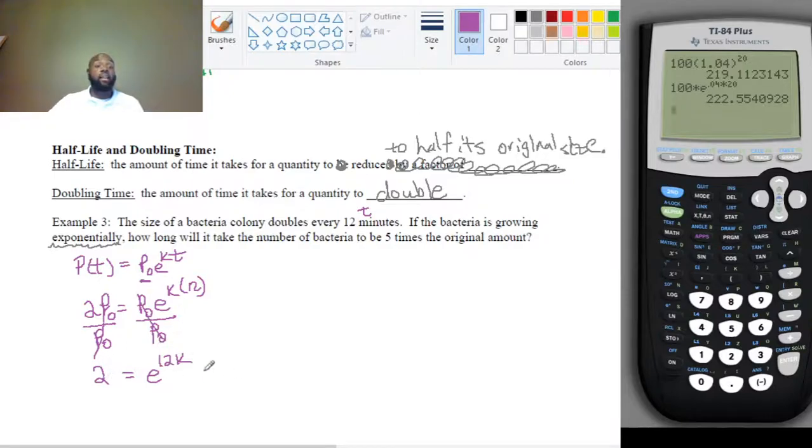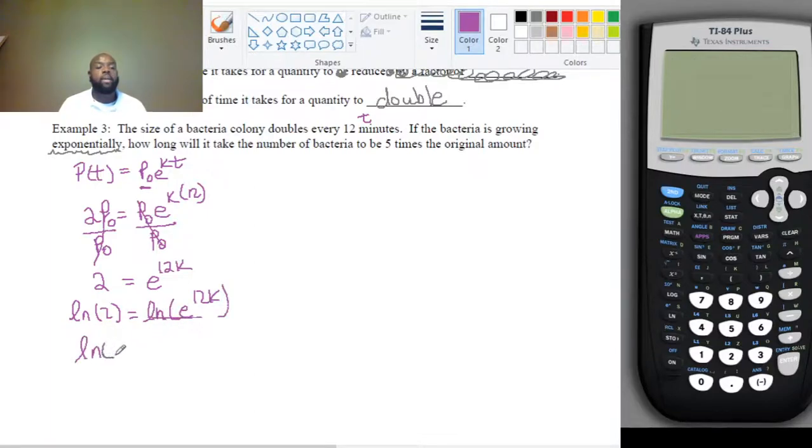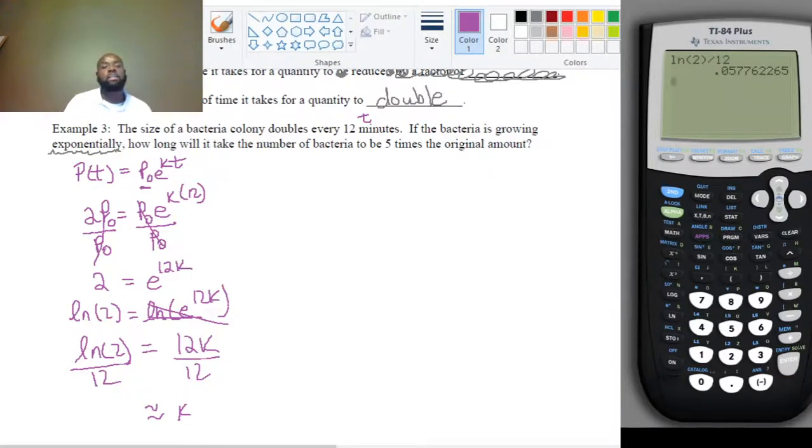And then I have an equation basically with just one variable, which is K, which will help us answer the next part of the question, right? So let's solve this equation for K. Remember, we can take the natural log of both sides. The natural log and the e cancel. We get 12K equals natural log of 2. We divide both sides by 12, and then we can go to our calculator and get an approximation for K, right? So I'm going to do the natural log of 2 divided by 12, and I get approximately, rounding to 4 decimal places, 0.0578.